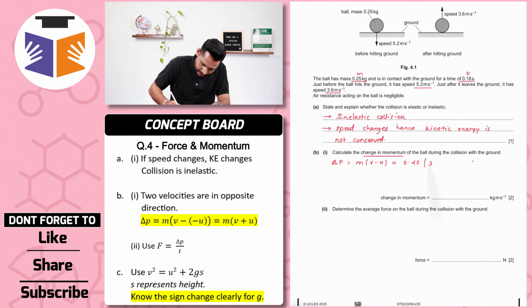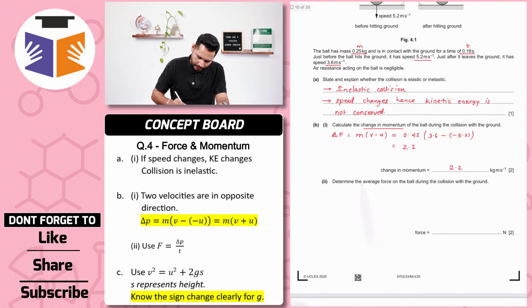The final velocity is 3.6. And the initial velocity I will take as negative, indicating that it is opposite to 3.6. So our final answer would be 2.2 kg meter per second.